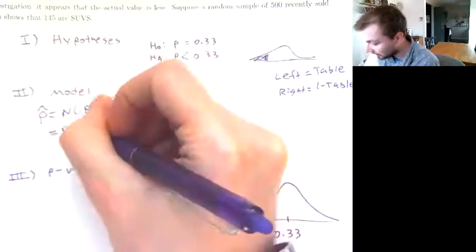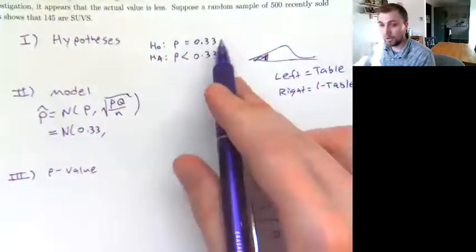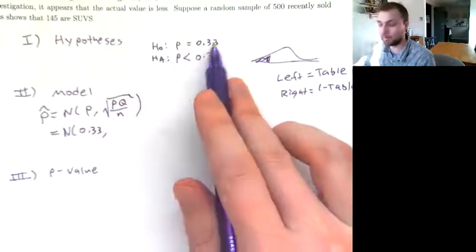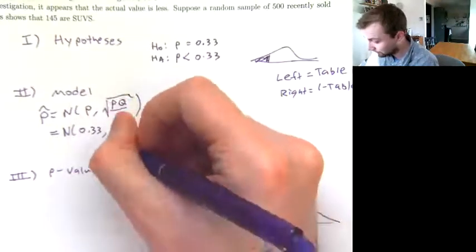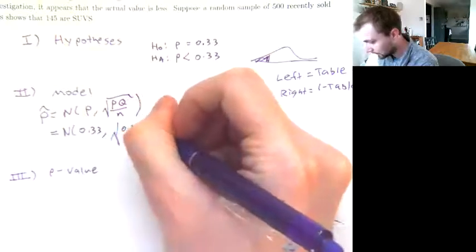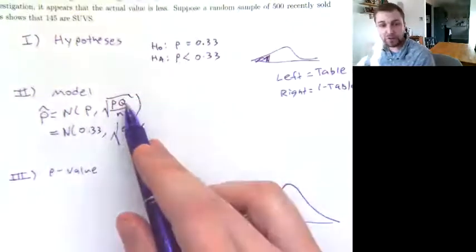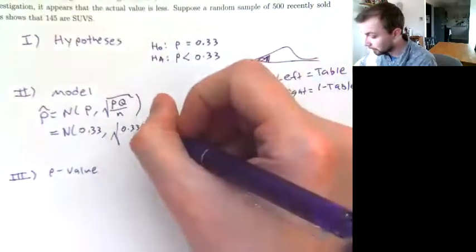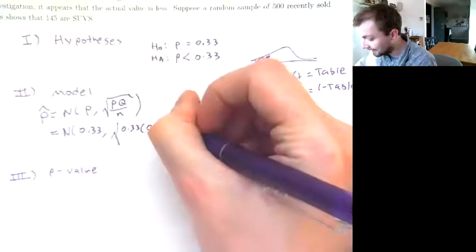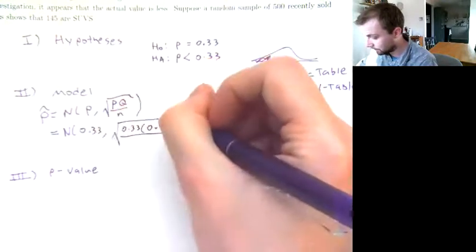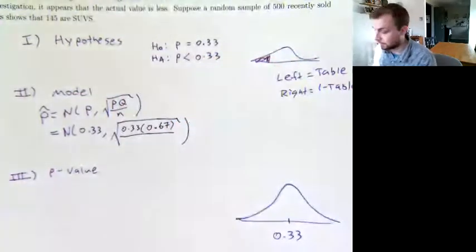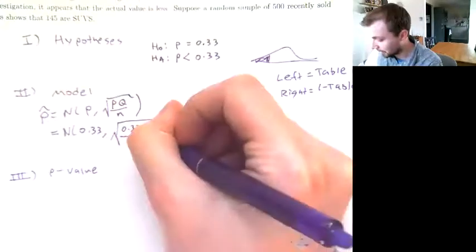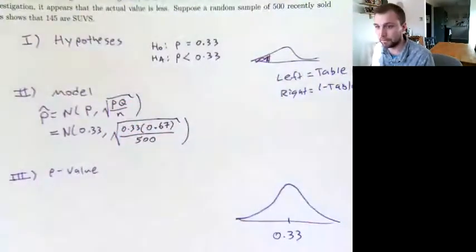For P, that's my center. I plug in the claim of 33%. In this first line, I said every time that P shows up, put in the number 33. P showed up here as well. Q is the opposite of P, or the complement. So if I have a 33% success rate, then 100 minus 33 is a 67% failure rate. And finally, my n. I'm looking at a sample of 500. So my lowercase n is 500.